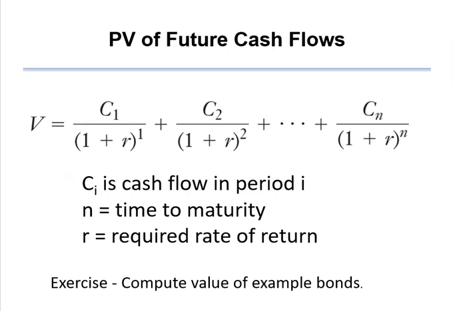We can calculate this. This is kind of a horrible looking formula, but it's the present value of future cash flows. So we take the cash flow from period 1, take the present value of that, add it to the present value of period 2, add it to the present value of period 3, and so on, all the way out to the end where we calculate the present value of the par value of the bond.